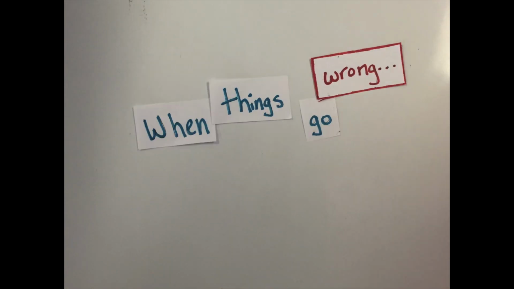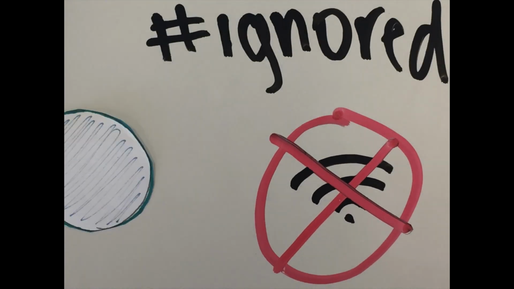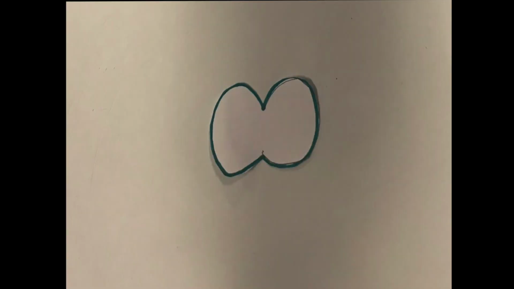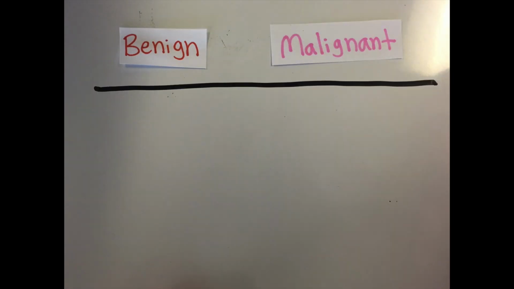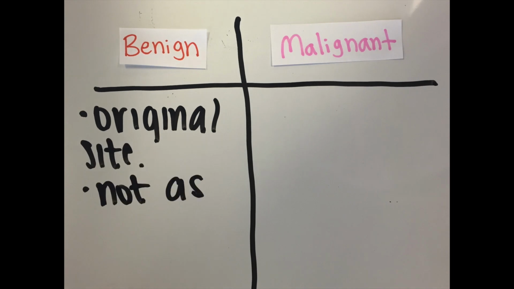When things go wrong in the cell cycle, it is because cancer cells ignore the signals that regulate the cell cycle. Tumors come about when cancer cells keep dividing and form a mass. The 2 types of tumors are benign, which is an abnormal mass of cells at the original site, which is normally not harmful and can most of the time be treated.